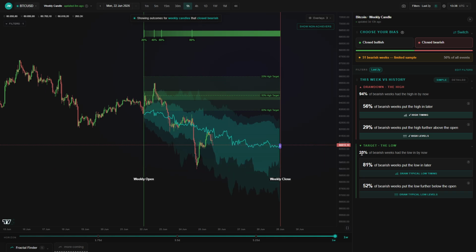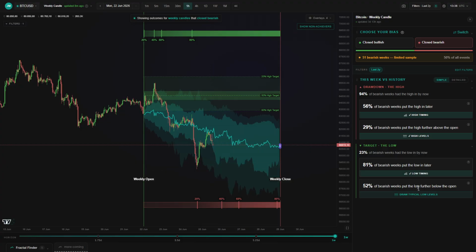We can see 23% of bearish weeks had a low in by now. And now this is an interesting metric, right? Because this metric is showcasing to us and updating in real time that 77% of bearish historical weeks still would form a new low to the downside. And that tells me that the current weekly low right here potentially isn't safe, and there's a pretty strong probability that we will still take out this low towards the downside based on the Brighter Lens platform.